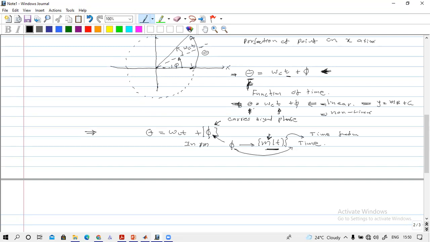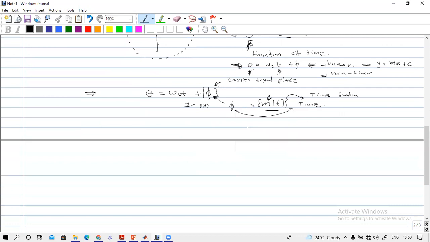Okay. So in phase modulation, what happened? This phi, this phase, normally in a carrier signal or sinusoidal signal, is a constant. But in phase modulation, what happened? This is changing according to time. So this will be a time function.